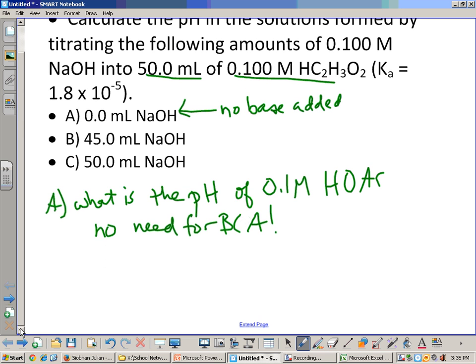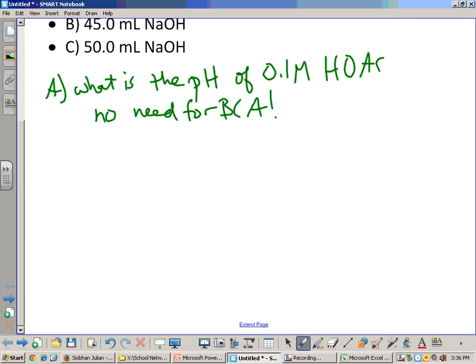And it has really turned into this statement: what is the pH of a 0.1 molar acetic acid solution? Now this is an equilibrium problem. You cannot do Henderson Hasselbalch because you don't have a buffer. This is not a buffer. This is just a weak acid.